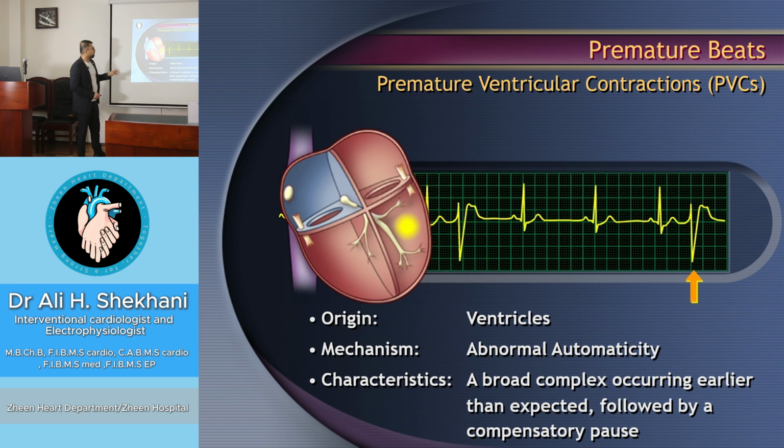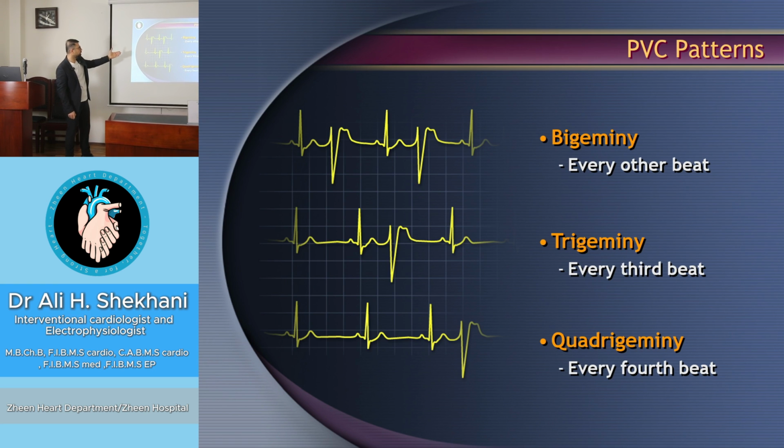And could be ventricular premature complex. The defect is in the ventricle. It is common, PVC. I'm sure all of you recognize the PVC. It could be bigeminy, every other beat. It could be trigeminy, every third beat, or could be quadrigeminy, every fourth beat.